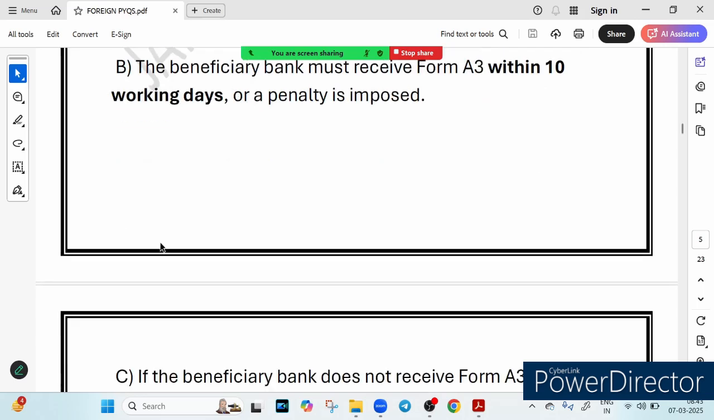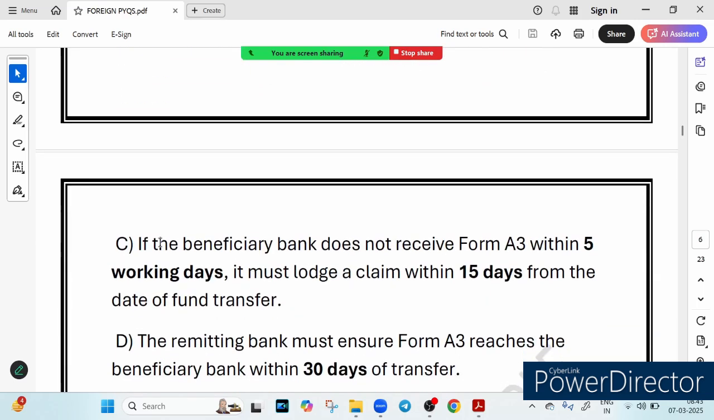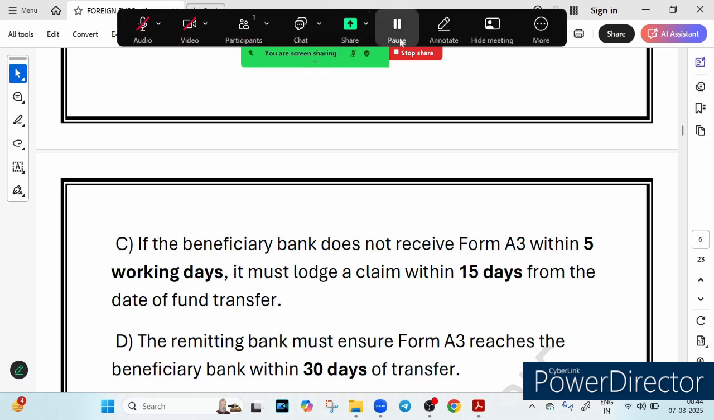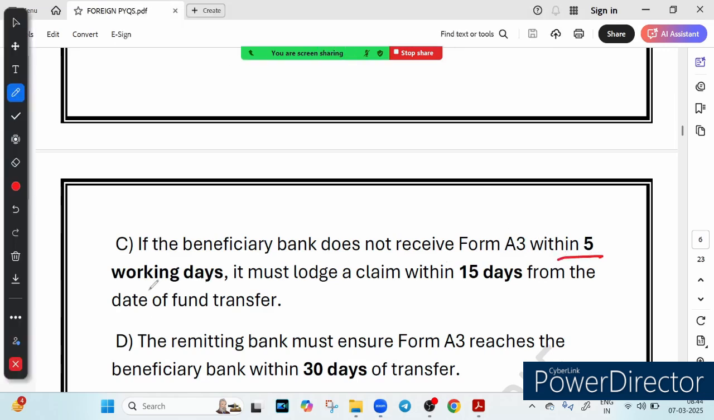Which is correct. Now option number C says that if the beneficiary bank does not receive the Form A3 within 5 working days, it must lodge a claim with the remitting bank within 15 days from the date of fund transfer. That is what it is saying. This is absolutely correct. It covers both the 5-day submission deadline and what happens if there is a delay. Very important. So you can see the 5-day submission deadline is there for Form A3, and also it must lodge a claim within 15 days from the date of fund transfer. Two things have been covered here. This is the correct answer.